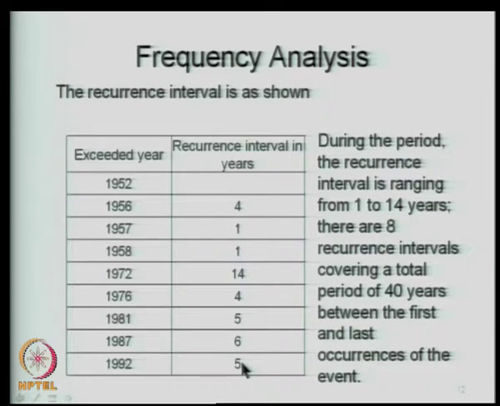So, what is the average recurrence interval? The average recurrence interval is, in these 40 years, 8 intervals are there.